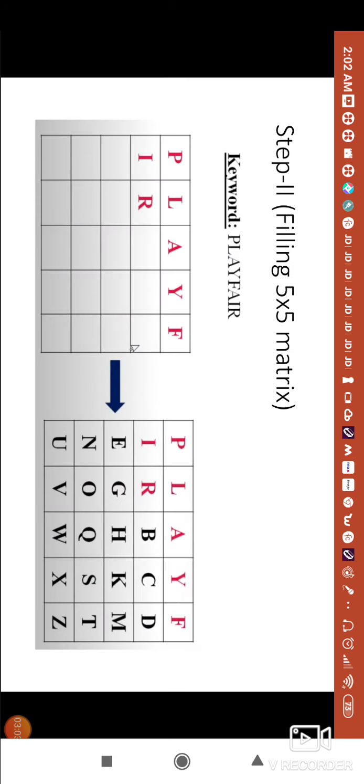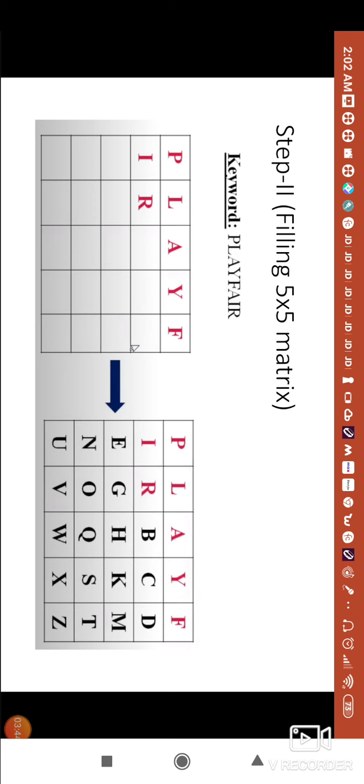Second step, you have to fill a 5 cross 5 matrix. In order to fill this 5 cross 5 matrix, you need a keyword. Here we assume that the keyword is Playfair. Initially, you have to fill the matrix with the keyword Playfair. While filling the keyword in the matrix, again remember there should not be any repeating letters. If you have any repeating letters in the keyword, you have to discard one character.